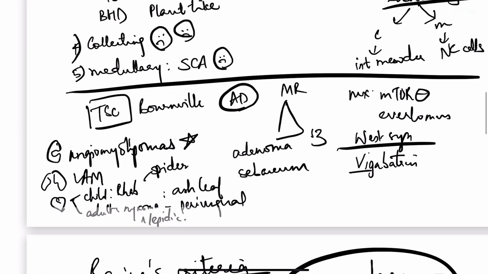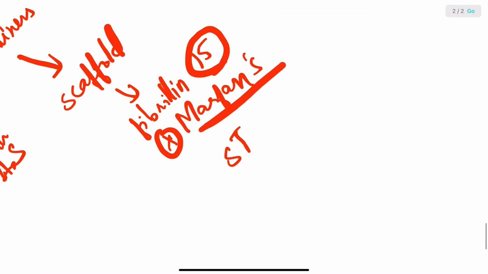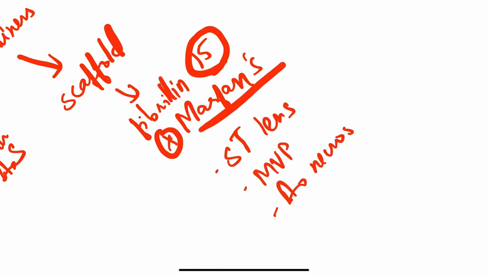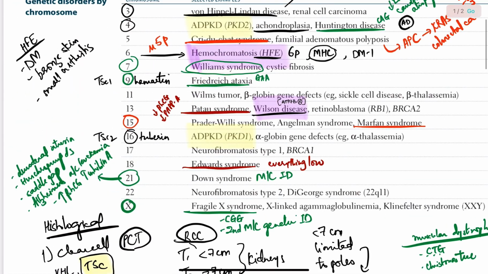What are the findings that we will have in Marfan's? It's going to be easy. It's going to be superior temporal lens dislocation. There is going to be mitral valve prolapse, aortic necrosis. There's going to be hypermobility of the joints, etc. So that was Marfan syndrome, right?